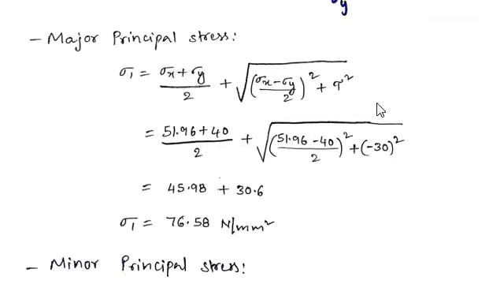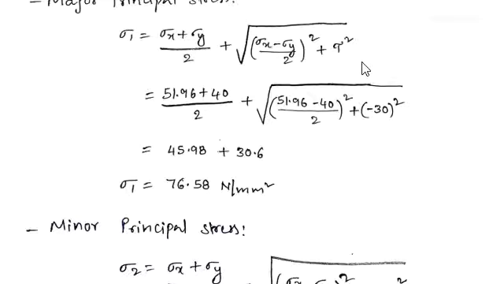If you require the derivation of these two formulas, please refer to my previous video on principal stresses and strains, that is case 4. To calculate the magnitude of the major principal stress, we use this formula and substitute these values. Sigma x we have taken as 51.96 and sigma y as 40, divided by 2, plus, once again sigma x and sigma y values, and the tau value we got is 30, and it is negative, so it is minus 30 in place of tau.